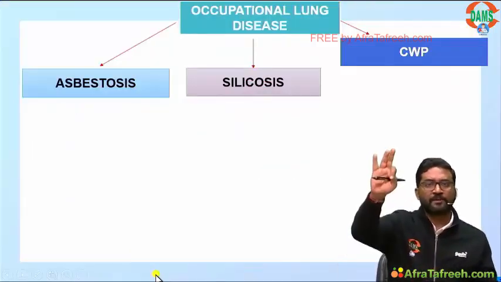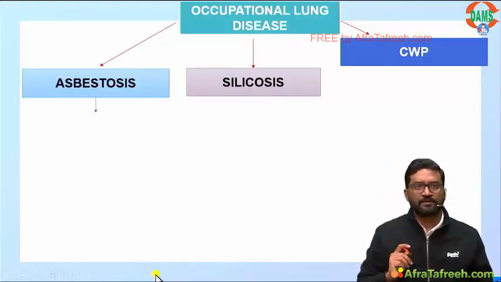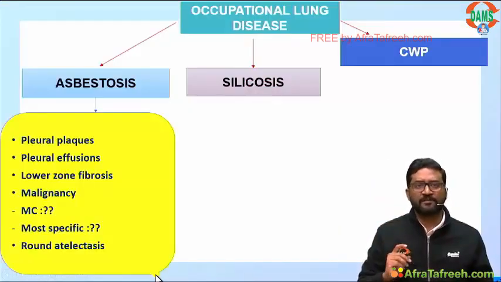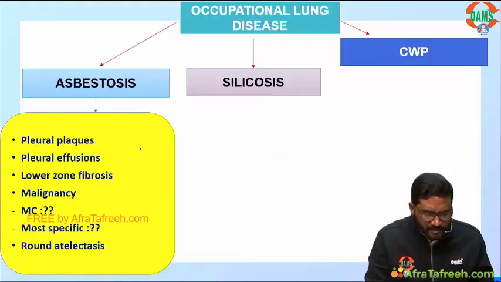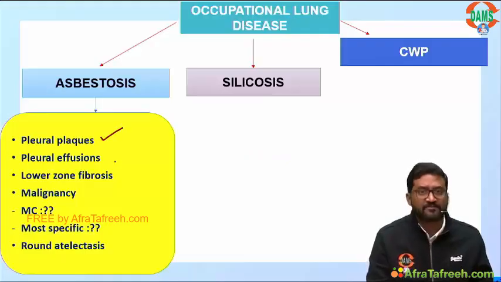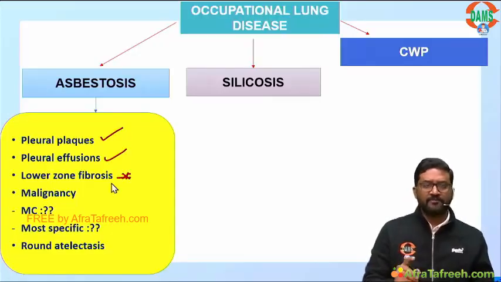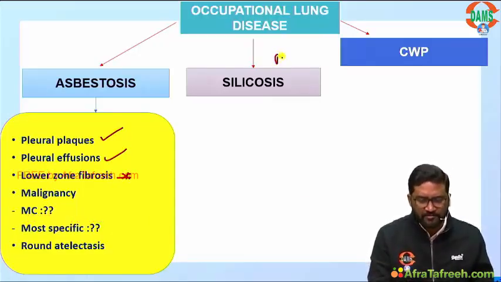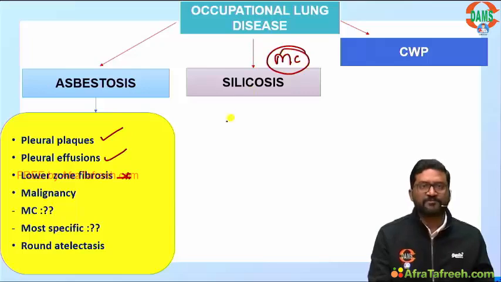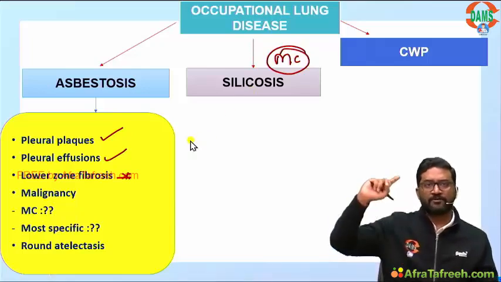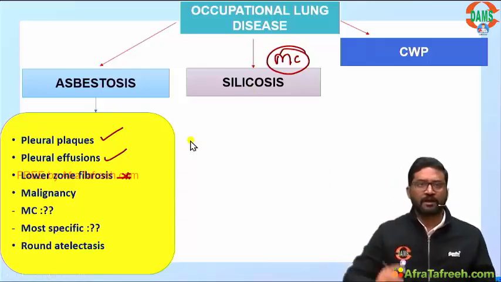Then three occupational lung diseases are very important. We have asbestosis. The main findings can be pleural plaques, pleural effusion, lower zone fibrosis. See, asbestosis has lower zone fibrosis. Silicosis is the most common among the others. Silicosis and coal workers will have more involvement in the upper zones.